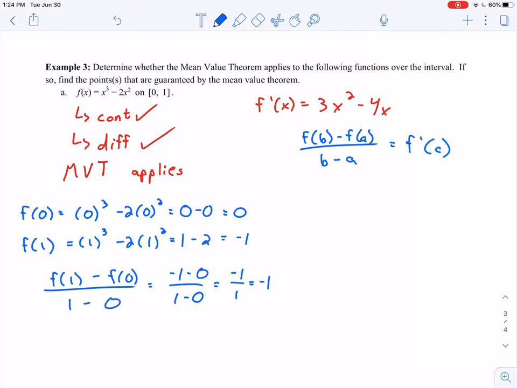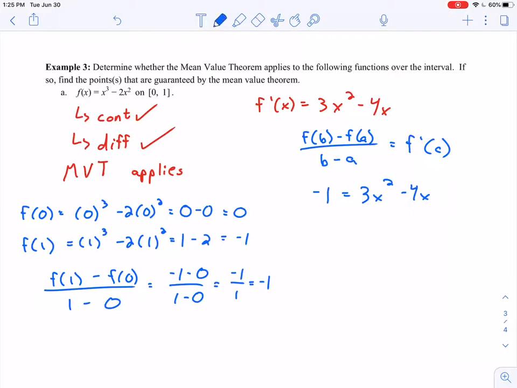So I found the average rate of change, in other words, the mean rate of change. I'm going to take this negative 1 now and plug it into my mean value theorem. So negative 1 is equal to the derivative f prime of c. It doesn't matter whether you use c or x. C is just a placeholder. I'm just going to set it equal to the derivative, which we already found: 3x squared minus 4x. Oops, not minus 1. I don't know where that minus 1 came from.